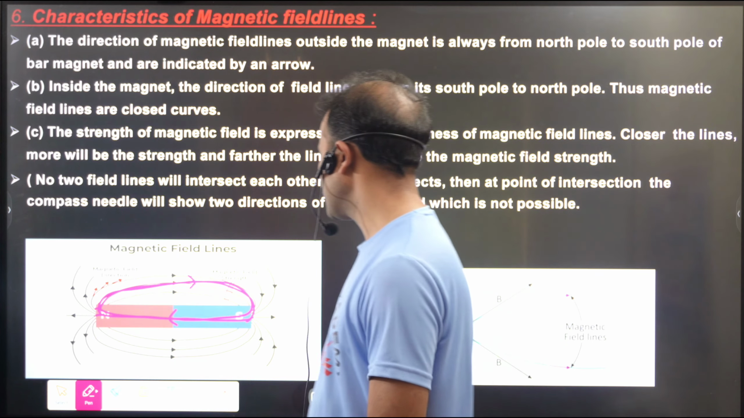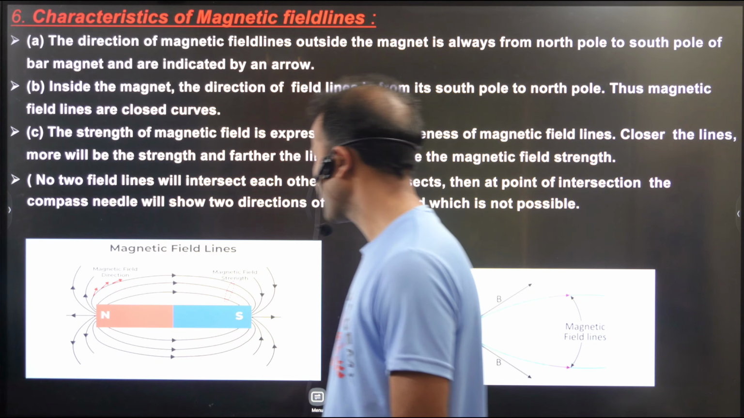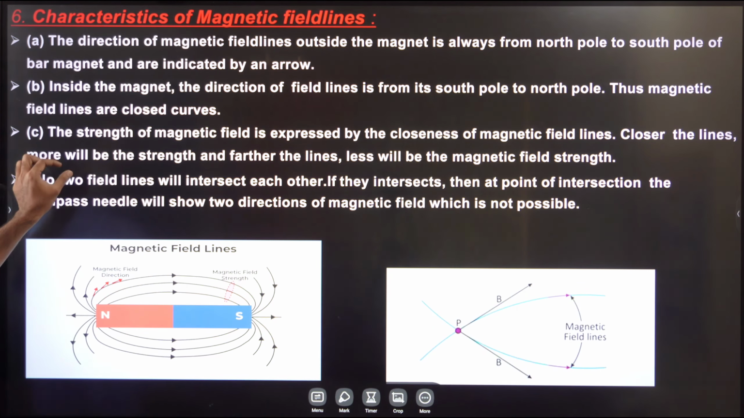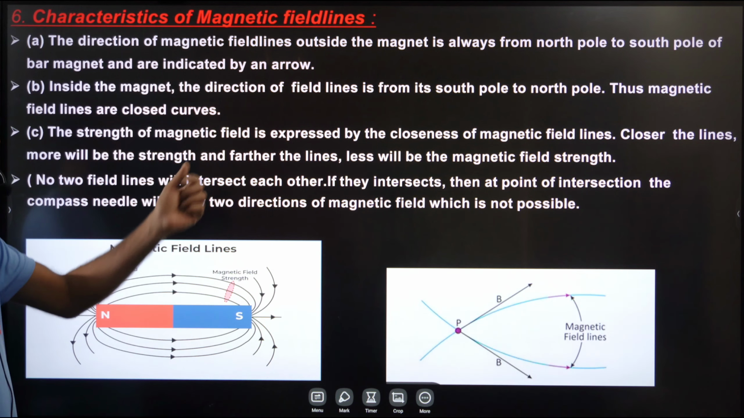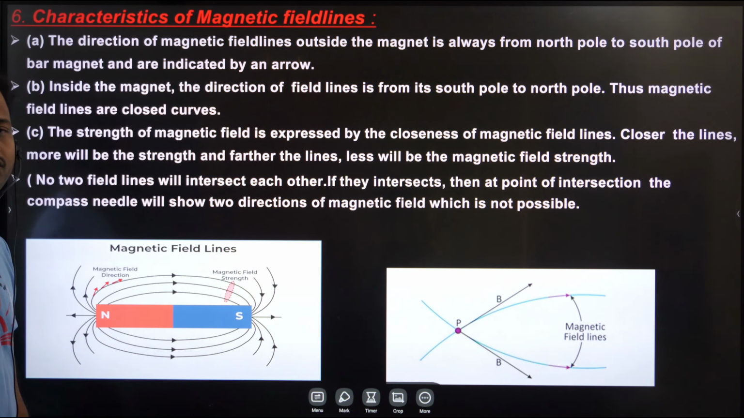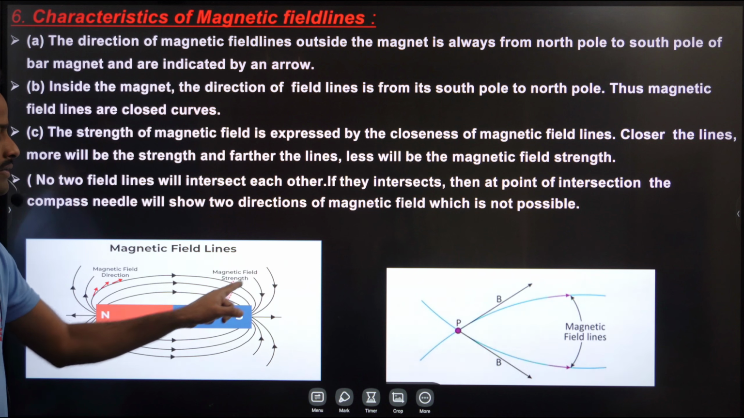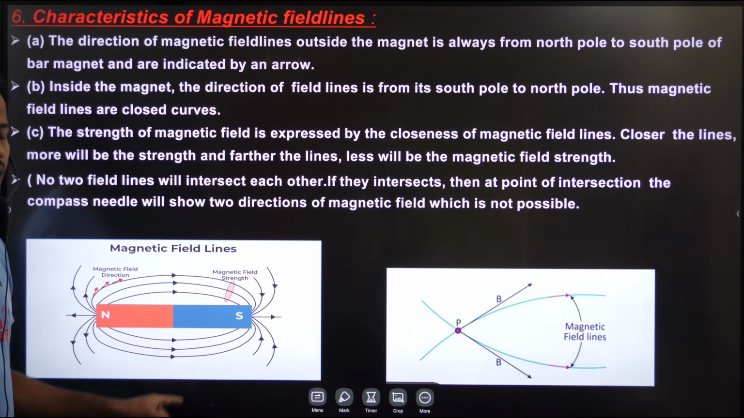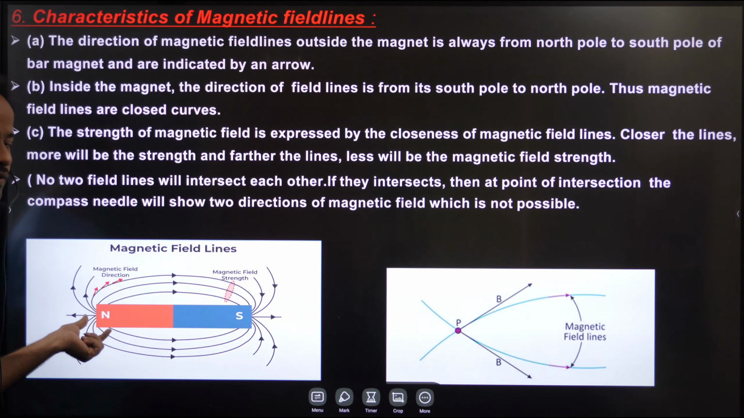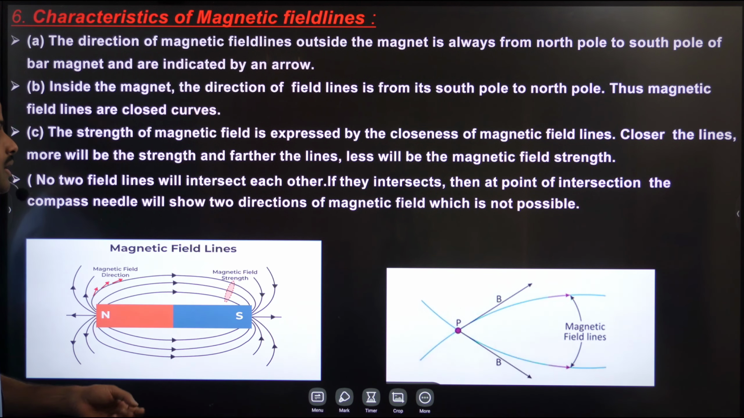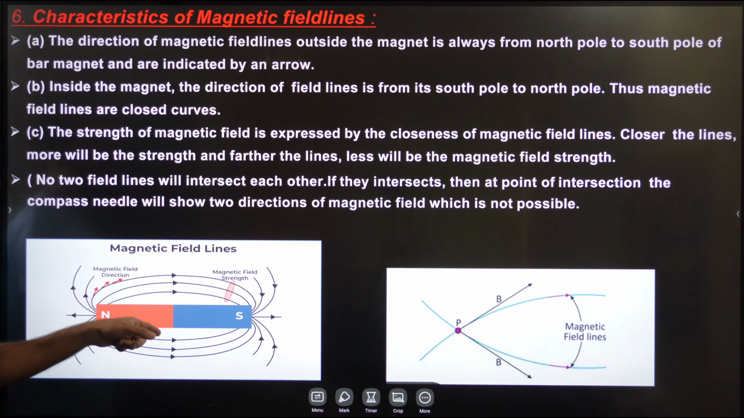And how do you decide the strength of the magnetic field lines? Yes, the closer the lines, the more the strength, and the farther the lines, the less the magnetic field strength. If you observe at the poles, the field lines are very close to each other, right? At the poles the strength of the magnetic field is more. Here the field lines are very far from each other, so the magnetic field strength is less, okay?